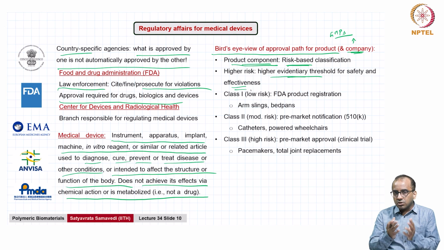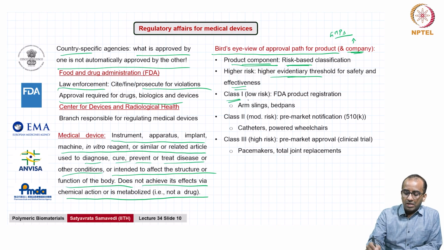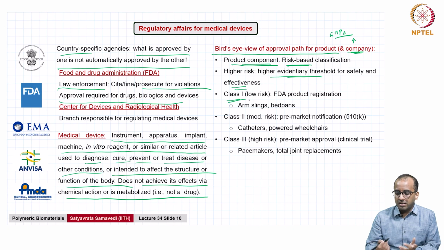So remember, these are the two pillars, as we have already said, that agencies such as the FDA will evaluate, approve and regulate medical devices. And class 1 is typically low risk. It requires only FDA product registration, and some examples include arm slings, bedpans, etc.